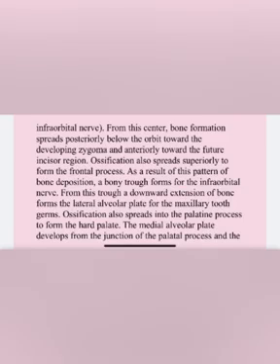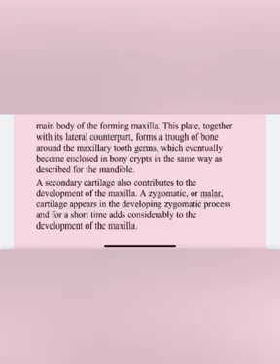So from this bony canal, you have a downward extension of bone, and this downward extension of bone forms the lateral alveolar plates for the maxillary tooth gems. So you have ossification spreading into the palatine processes to form the hard palate. You also have the medial alveolar plates developing from the junction of the palatal processes, and the main body of the maxilla is also formed.